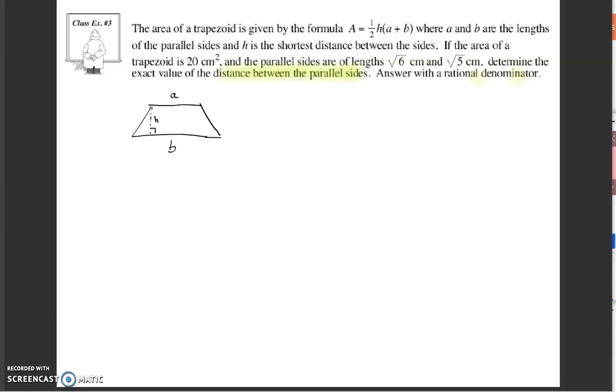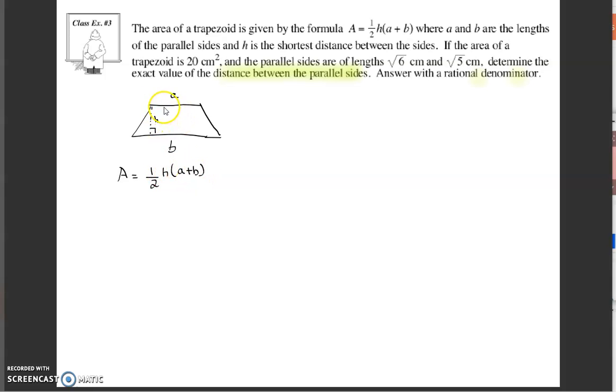So now we're working with the last example in this lesson, example number 3, which is an application of the concept we learned. They want us to find the area for a trapezoid. They did give us a formula for that, which is area is equal to half times the height times a plus b.